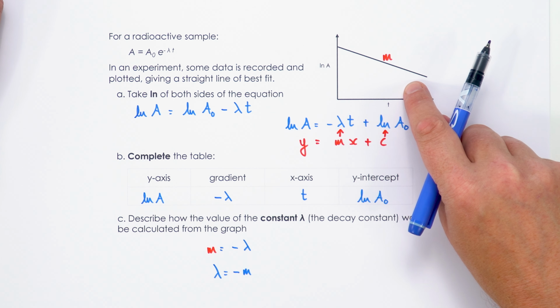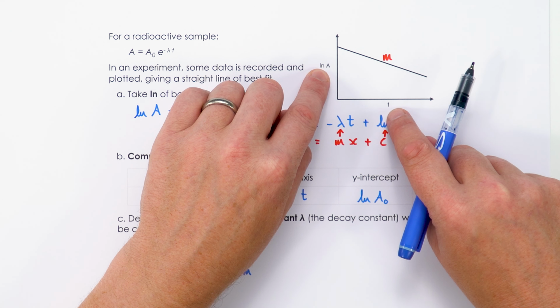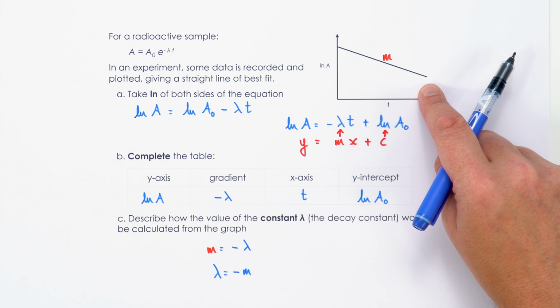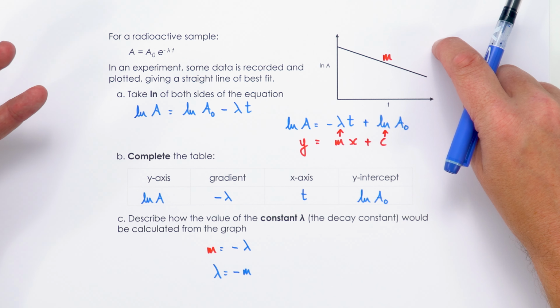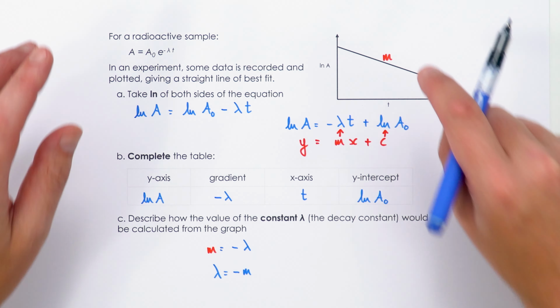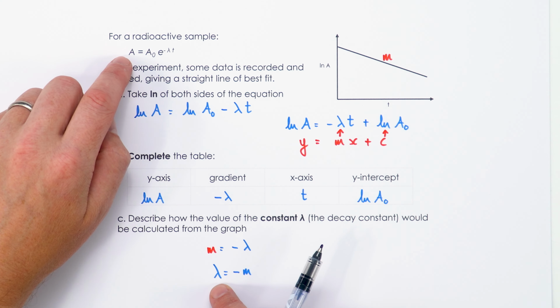So you can look at the data on the graph that you've plotted. If you take the natural log of A against t, you can plot a straight line of best fit, you can work out the gradient in the usual way, and then you can use that value. It's going to be a negative value for the gradient, so you just multiply it by -1 to get the positive value for the decay constant of this equation.